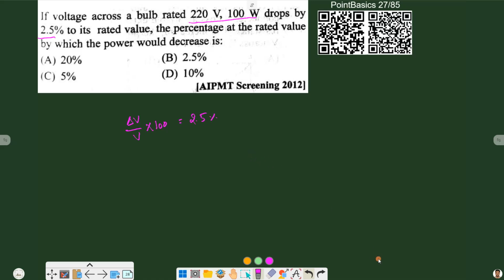That we can solve using error analysis. Because the change is small, we know that power in terms of potential is V square by R. So delta P by P into 100, resistance will be constant here, so it will be only twice of delta V by V into 100, and this value is given as 2.5. 2 into 2.5 is 5%. So option C will be the right answer.